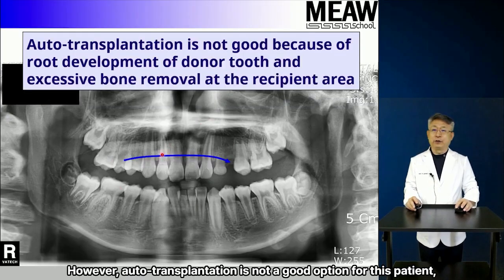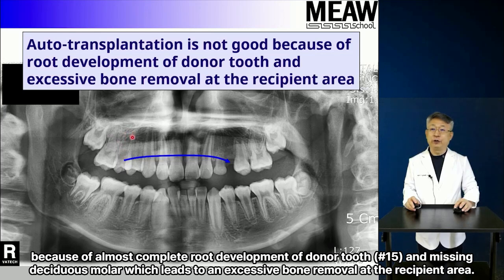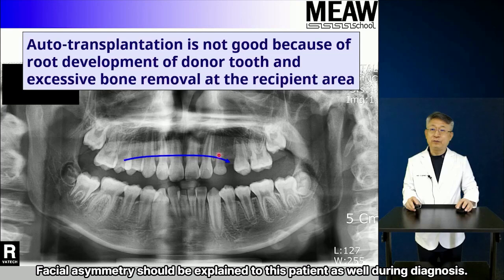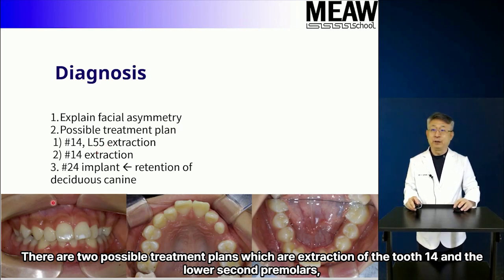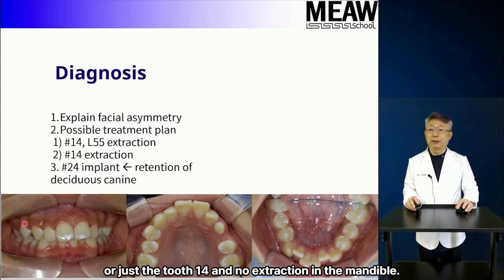However, autotransplantation is not a good option for this patient because of almost complete root development of donor tooth 15 and missing deciduous molar, which leads to an excessive bone removal at the recipient area. Facial asymmetry should be explained to this patient as well during diagnosis. There are 2 possible treatment plans, which are extraction of the tooth 14 and the lower second premolars, or just the tooth 14 and no extraction in the mandible.